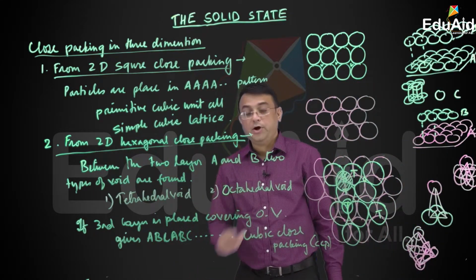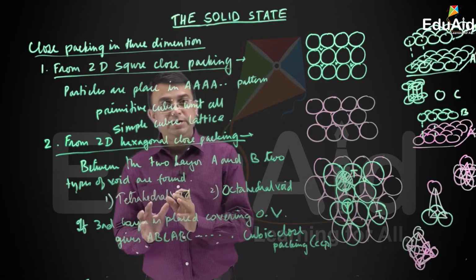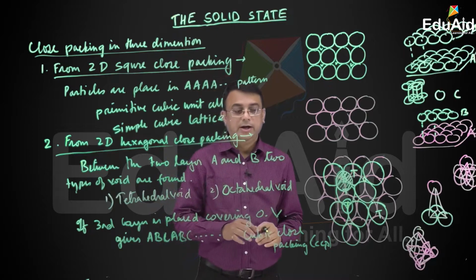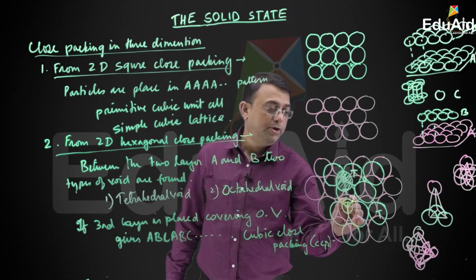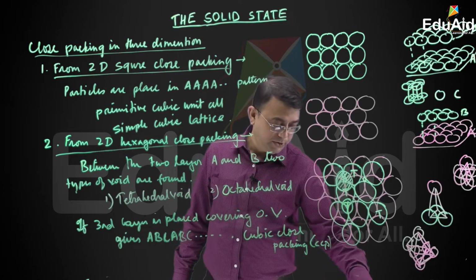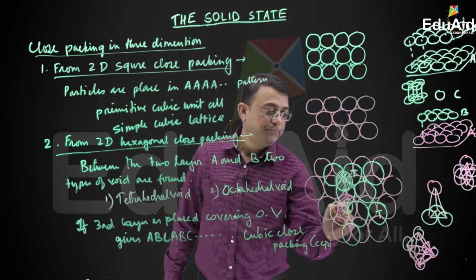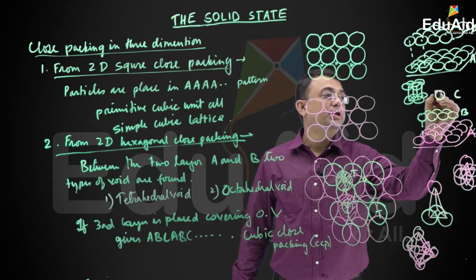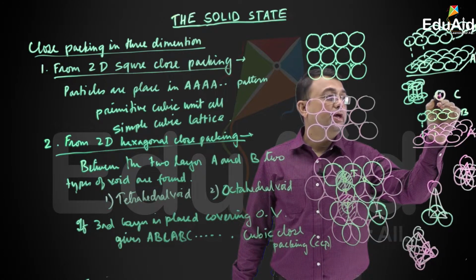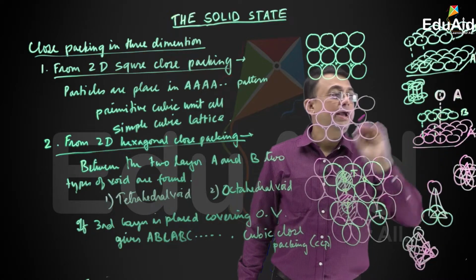Now come to the next point, that is where is the other place where we can put the third layer. The other place is the tetrahedral void. If you put it in this tetrahedral void, it will cover this particle. So it is exactly duplicate to the first layer. That means the third layer will be exactly above the first layer, isn't it? So this will be layer A.